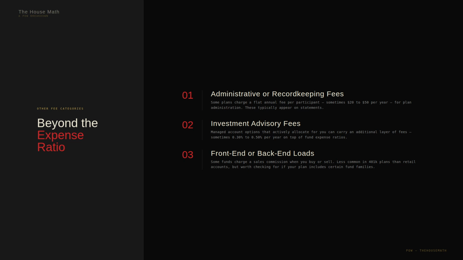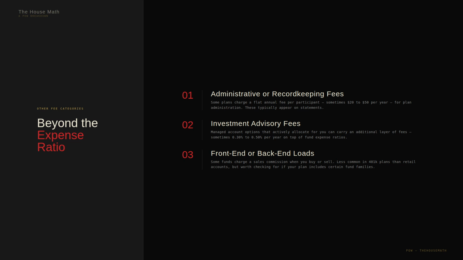Investment advisory fees. If your plan includes a managed account option where a service actively manages your allocation, there can be an additional layer of fees on top of the underlying fund expense ratios. These can sometimes run 0.30% to 0.50% additional per year.